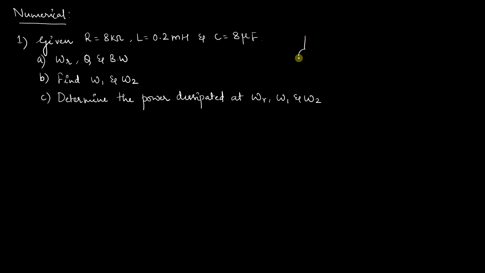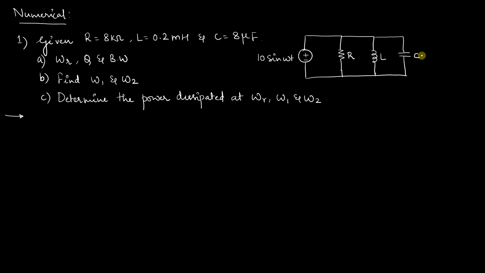They have given the circuit with the applied voltage 10 sin omega t, the resistance R, inductance L and the capacitance C. Basically omega R they have specified, but it is equivalent to omega naught, that is the resonant frequency. Okay, so omega R is the resonant frequency, which is equal to 1 by root LC, 2530 radians per second. Quality factor Q is computed either in terms of the inductor or in terms of the capacitor, you can consider any of them.